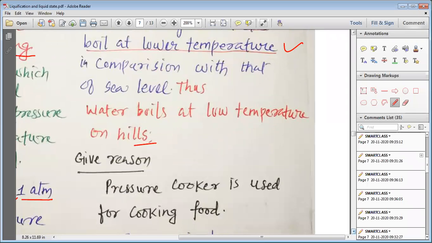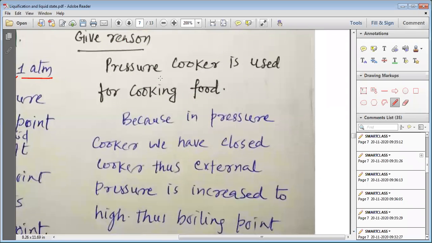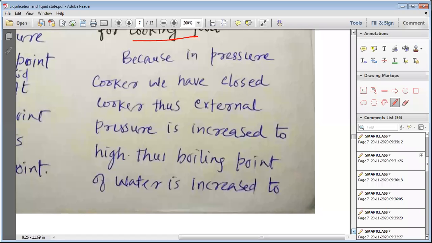Now, my dear students, we have one more scientific reason to discuss: give reason why a pressure cooker is used for cooking food. You know that when we use a pressure cooker, we close the cooker, so it's a closed vessel. The external pressure is increased because by closing the cooker we put a weight on it, and this weight provides extra pressure. Thus the boiling point of water is increased.